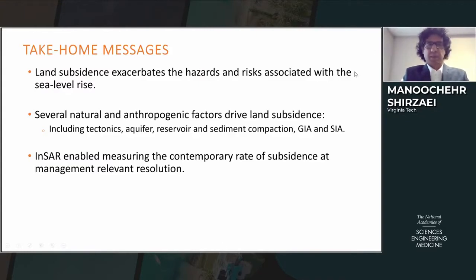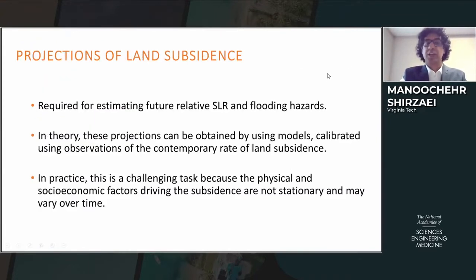So the next topic is the projection of this land subsidence. All we discussed until this point is the measurement of the contemporary rate of the land subsidence. However, we are interested in knowing what happens in the future to develop adaptation plans and resilience plans. So therefore we need to know how this land subsidence evolves in the future. In theory, that seems to be a trivial task. We develop a model, we calibrate it using a contemporary observation and we do a projection to the future. In practice, this is an extremely challenging task. All the physical and socioeconomic factors that drive subsidence are not stationary and may vary over time and space. I will show you a few examples here.